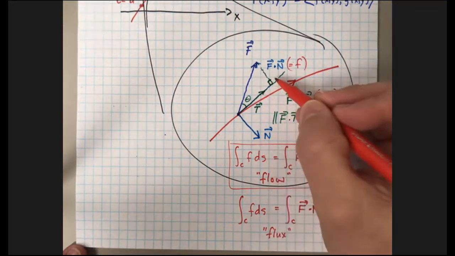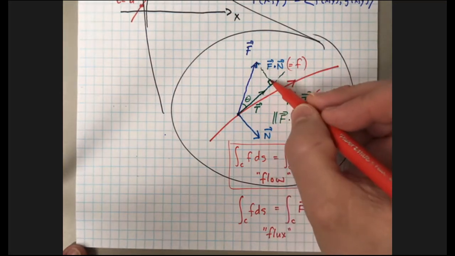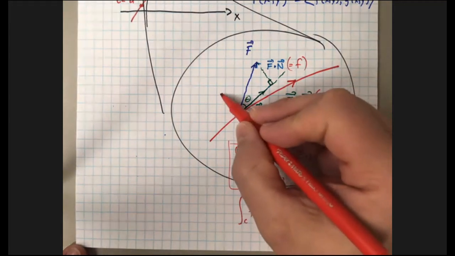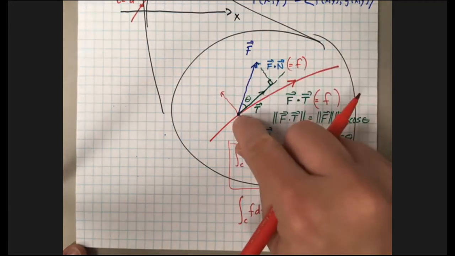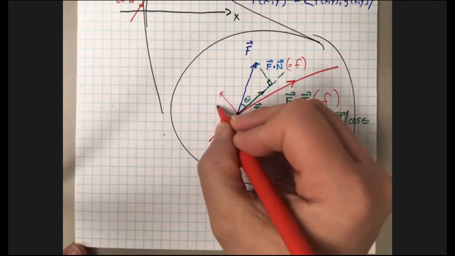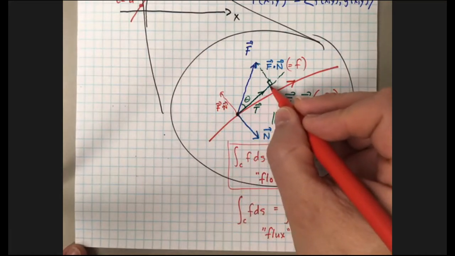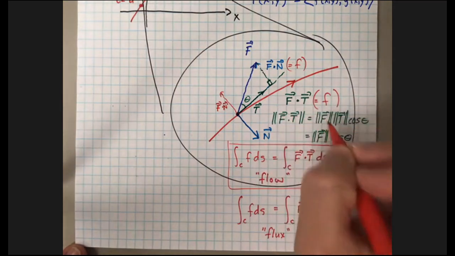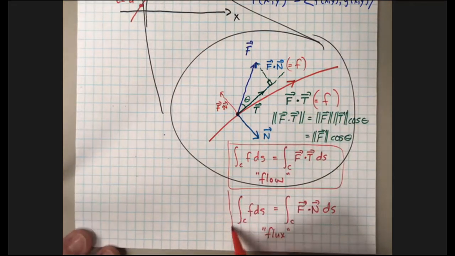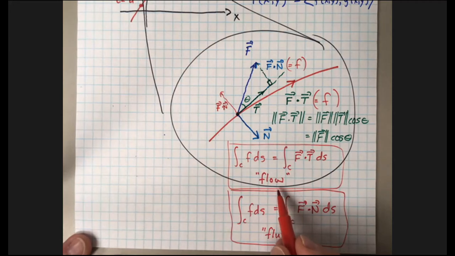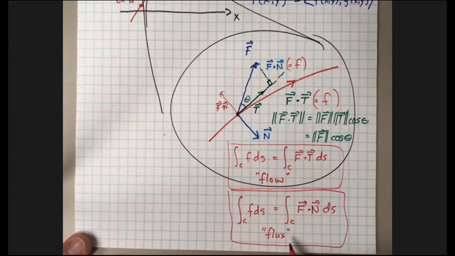So this field arrow has a natural piece that's moving perpendicular to the path. It'd be smarter to draw it over here, wouldn't it? Because I'm seeing this happen at this point. And it has a natural piece that's going along the path. They're F dot N and F dot T. Flow could be the flow of electricity in a wire. Flux could be the water spilling through a dam.